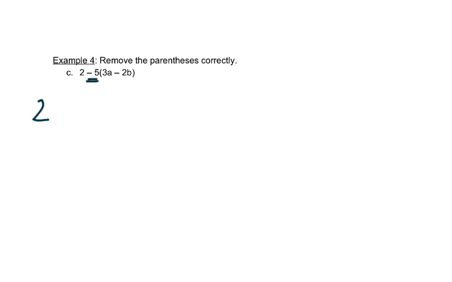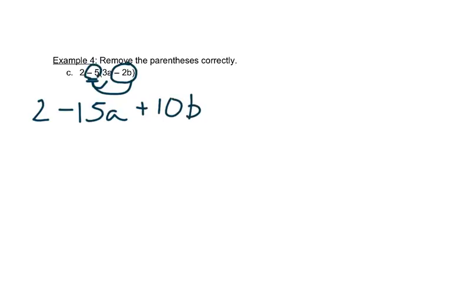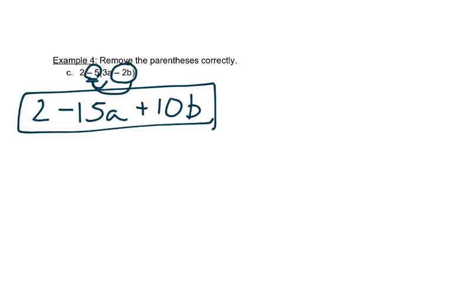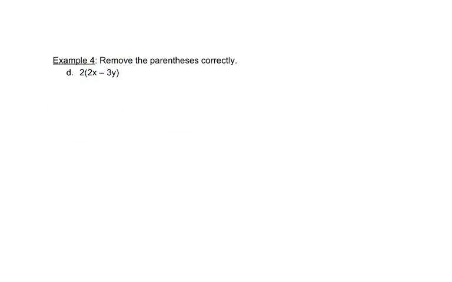But we're going to take this as a negative 5 times 3a. So that would give us negative 15a, and then a negative 5 times a negative 2b gives us positive 10b. We'll skip this one. We'll look at this one again. Here we have 1, so we have a minus 4 times x is a minus 4x, and a minus 4 times 2y is a negative 8y.